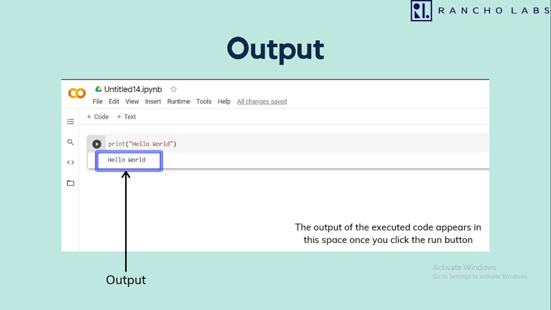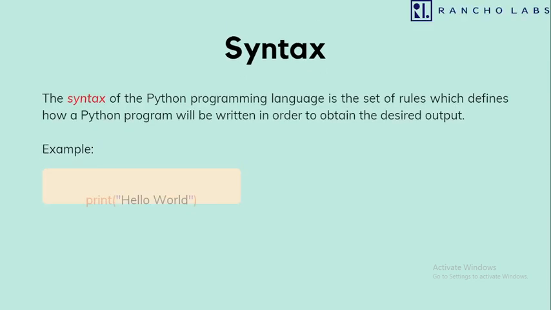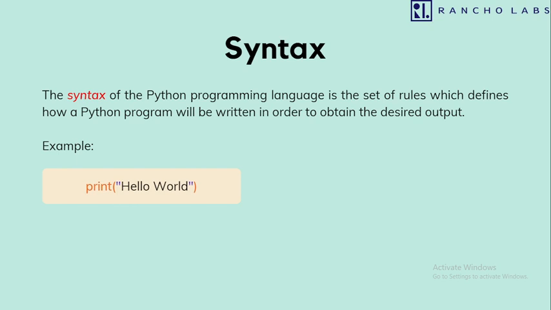We give the instruction like print of hello world, then we execute it by running it. Then this program will print something. So this will be considered as our output. This is syntax, which means it's a format. This is the format. We cannot change the format.